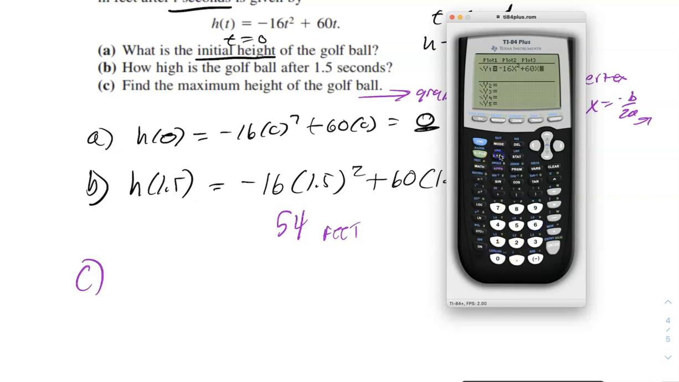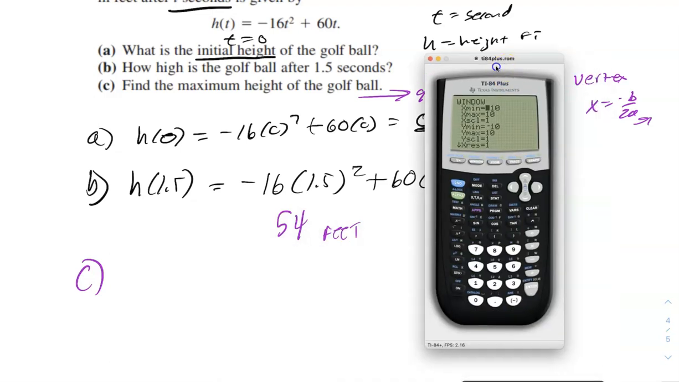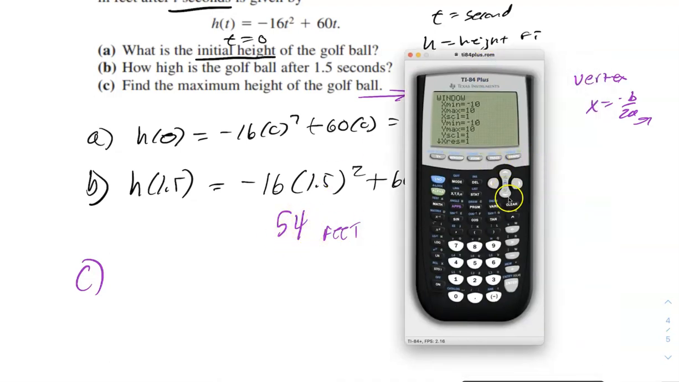I probably want to reset my window, so I'm going to go zoom 6, zoom standard. Something like that. And you can kind of see a little bit of it, but we really can't see the max. I want to go much higher. Now, first one, we got 54 feet over here, right, when we tried 1.5 seconds. So I think my x min, x max is good. It's going to go higher. So we're all the way up to 54, so let's go to 100. Let's give myself a real buffer. So right there, right, you can barely see it. I mean, it looks like this.